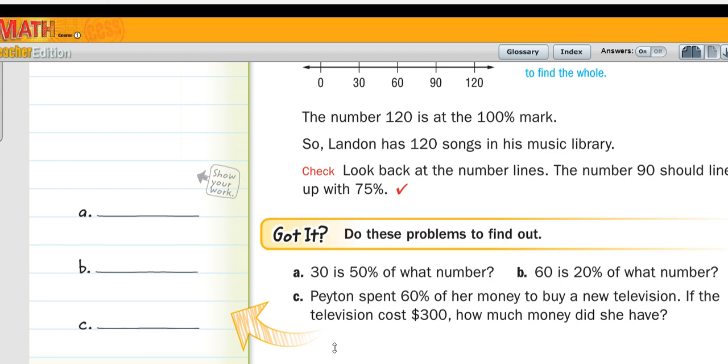Okay, now that you have completed these problems, let's take a look at letter A. So 30 is 50% of what number? So I'm going to start with something equals something. So 50 out of 100.